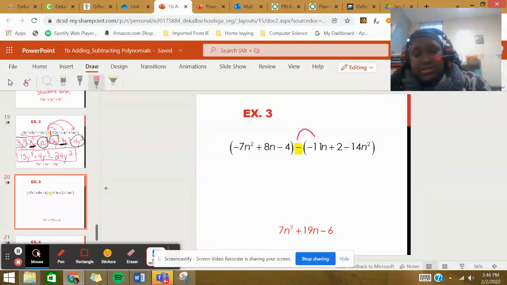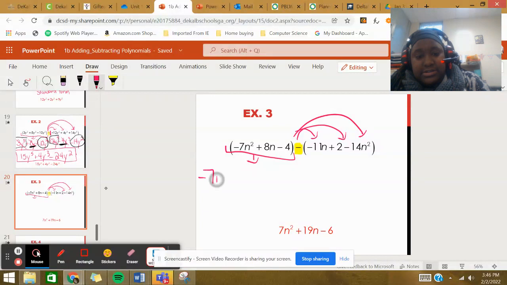First thing I'm going to do is distribute the negative. Since I'm not doing anything to the left-hand side, I'm just going to bring it down. So we got negative 7n to the second power plus 8n minus 4. And then now let's multiply. Again, two negatives multiplied together give you a positive.